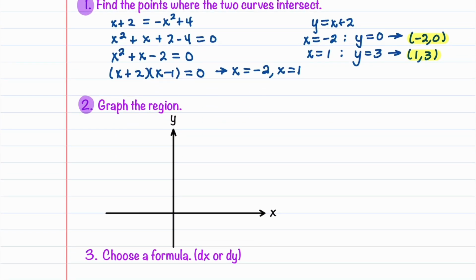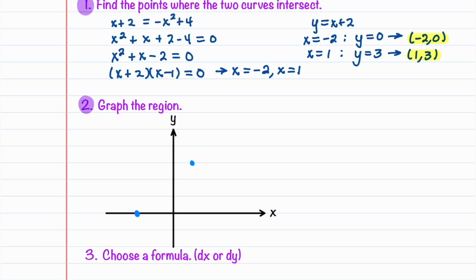Our second step is to graph the region. We're going to begin by plotting the two intersection points that we just found. The first point is at minus 2, 0, so we'll put that right there. And then the next point is 1, 3, and we'll put that point right here. I find that I like to wait to label these 2 points until I go ahead and get the graphs drawn. That's what we're going to do now.